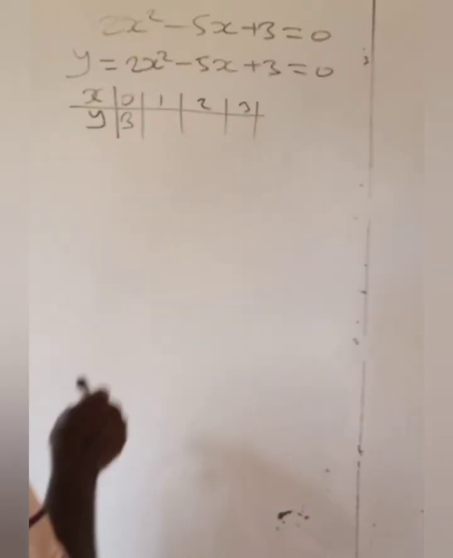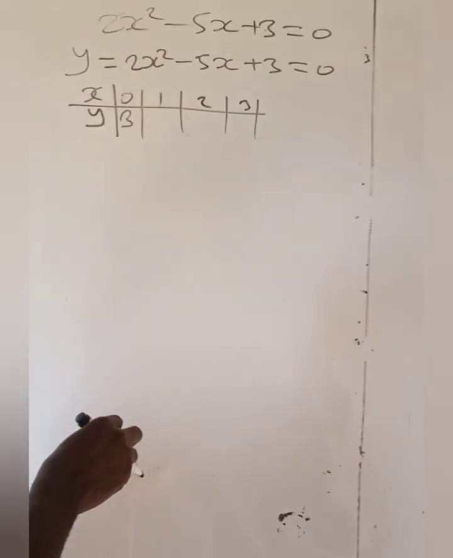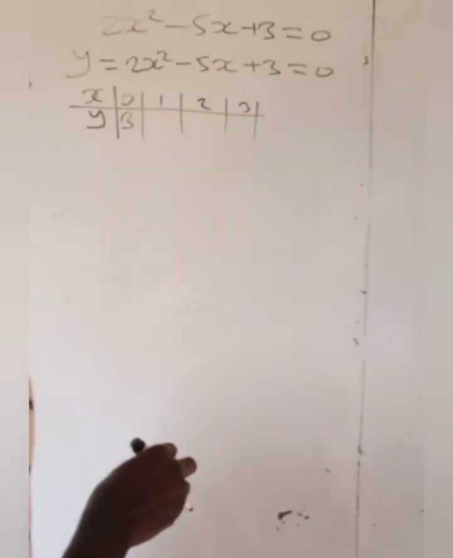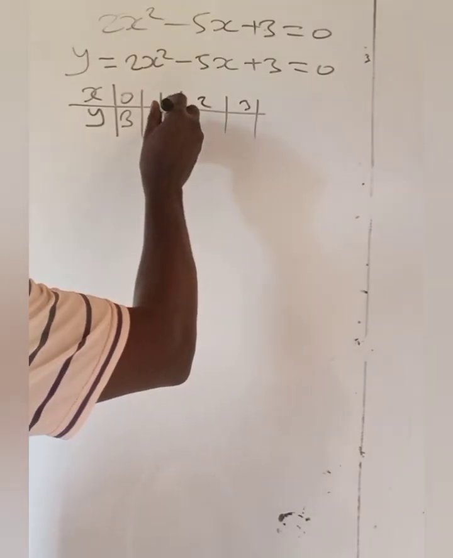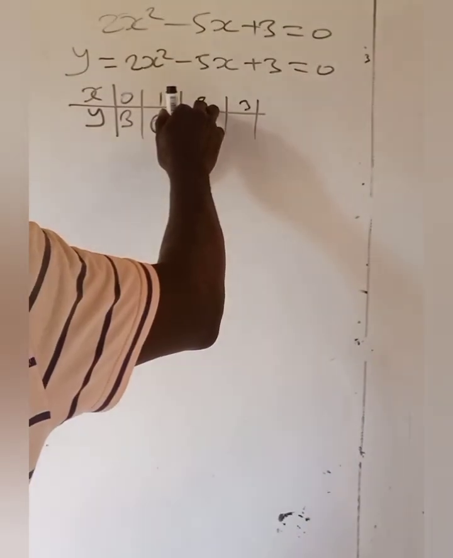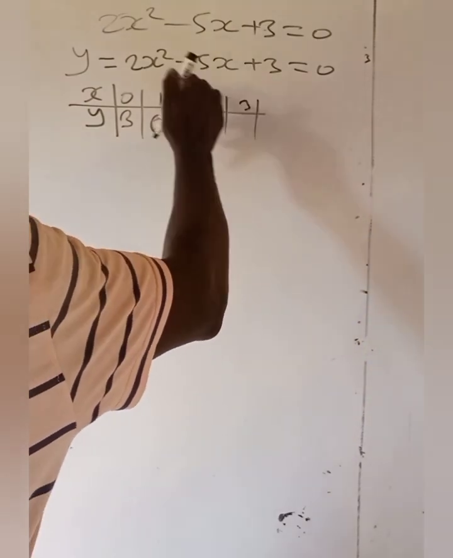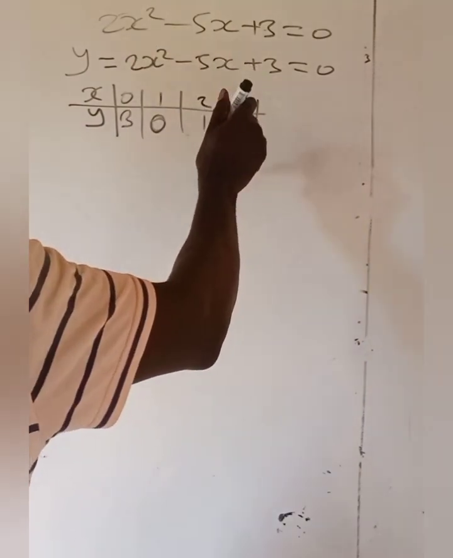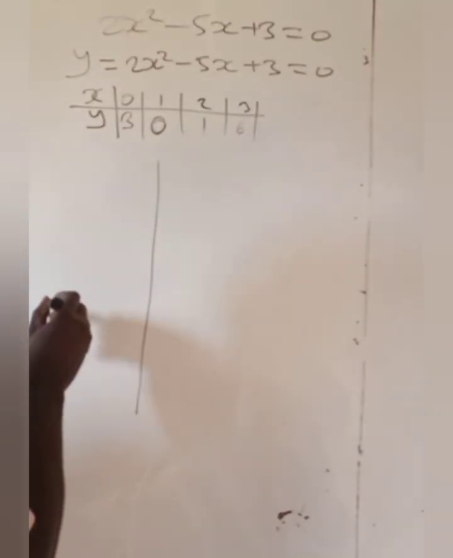If x is 1, 1 squared multiplied by 2 is 2, and then 5 multiplied by 1 is 5. So 2 minus 5 is negative 3, plus this 3, it means that the value of y is 0. Now, similarly, when x is 2, we get the value of y is 1, and when x is 3, substituting the value of x here and here, we will get that the value of y is 6. Now, having gotten those values, we have a Cartesian plane.